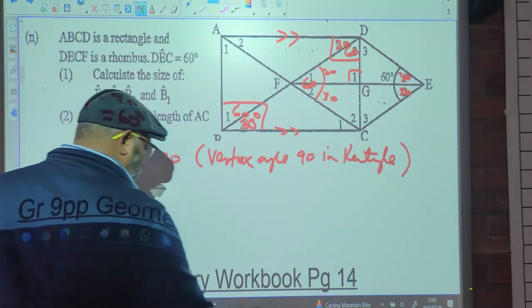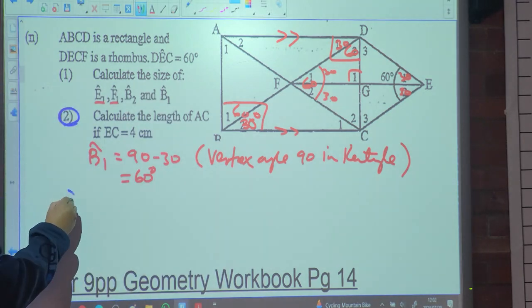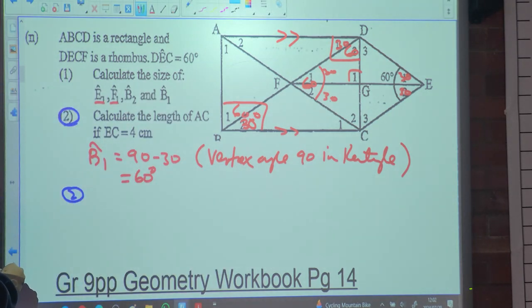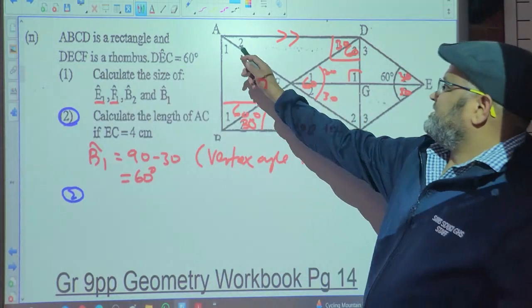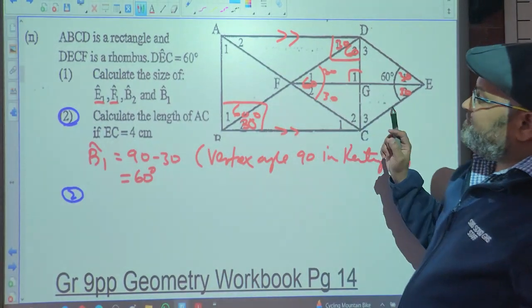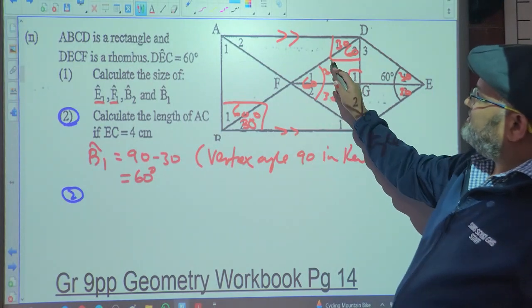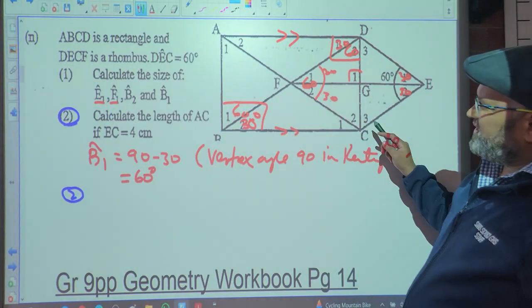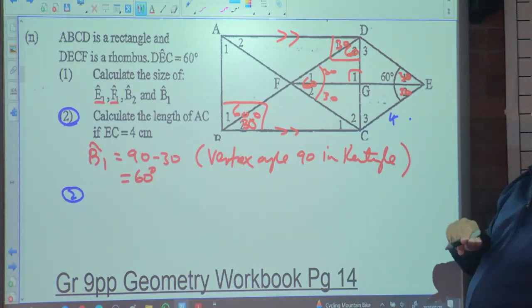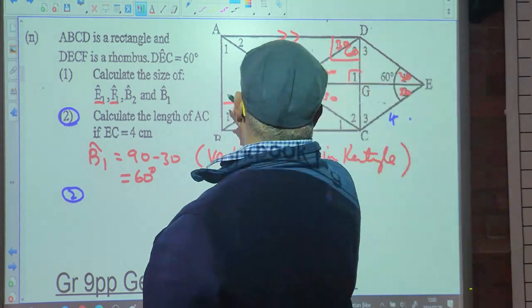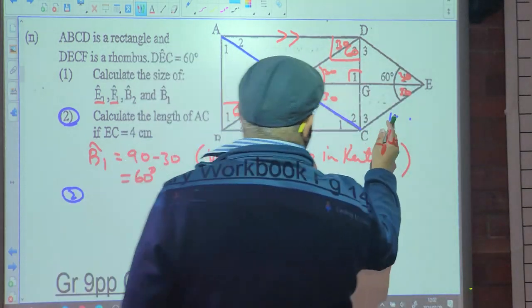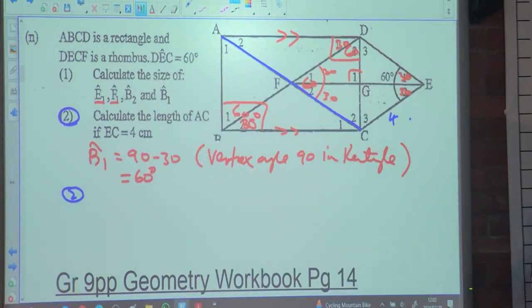Okay, let's look at number 2. Number 2. Calculate the length of AC. So AC is this length here. If EC is 4, right? Wait, just see with AC. AC is this length here. Okay. People, if EC is 4, what other length do we know? FC.